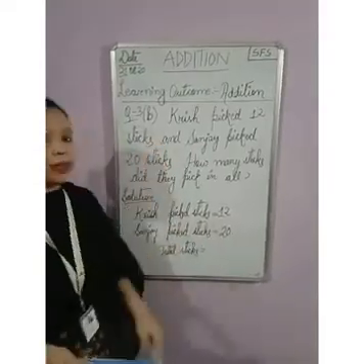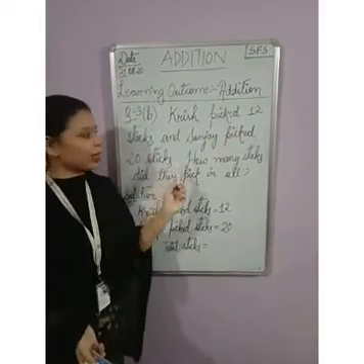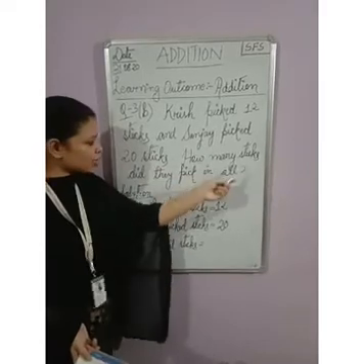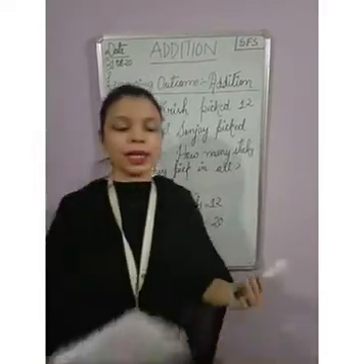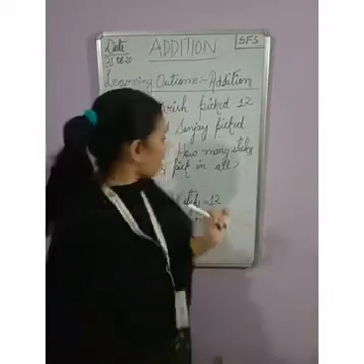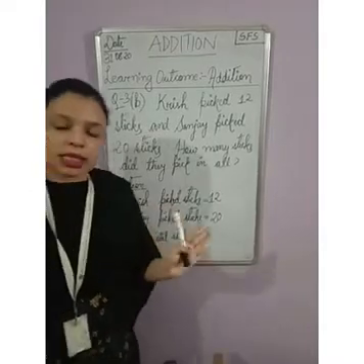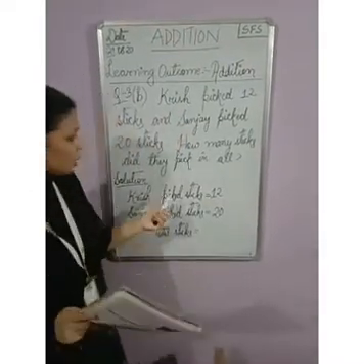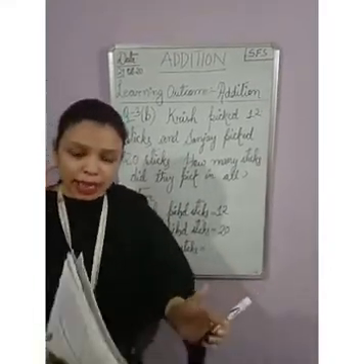Problem 3b. The question is given, Krish picked 12 sticks. Okay. And Sanjay picked 20 sticks. How many sticks did they pick in all? So Krish has picked how many sticks? 12. And Sanjay has picked how many? 20. Now how many sticks did Krish and Sanjay pick all together? Okay. So what I have to do? I have to do addition, isn't it? Because I have to combine the number of sticks.